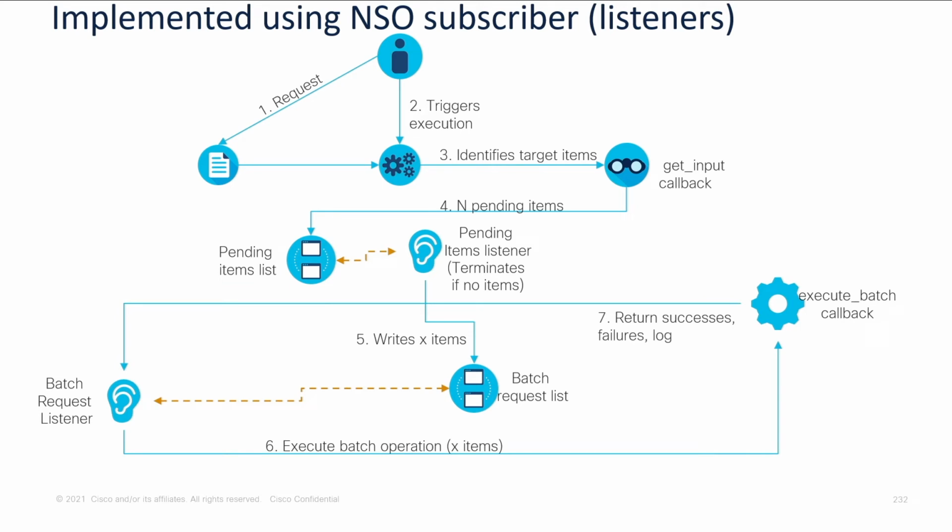Think of this like a CB create that you have in a service point, service callback function, right? And the expected return items are the successful items, the failure items, and the log. And then the batch execution framework will automatically log it to this list. And the whole cycle repeats by updating these pending items until all these items are executed.